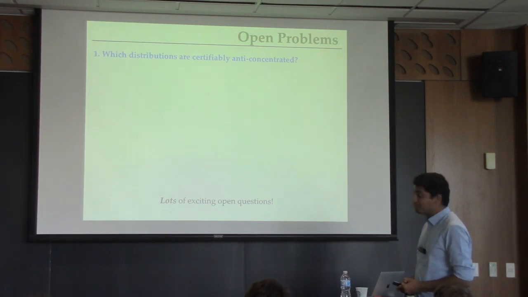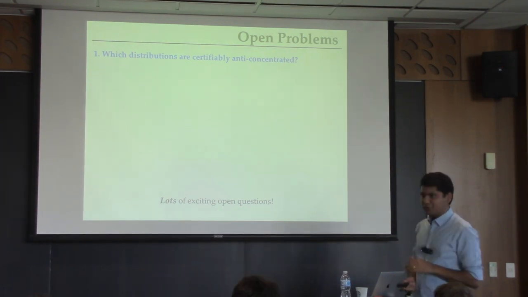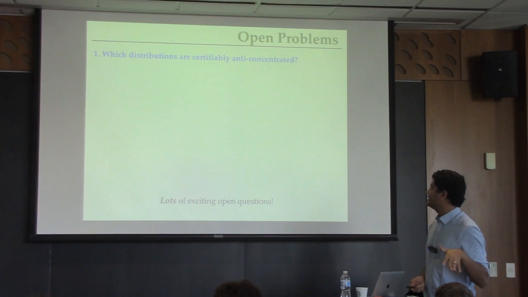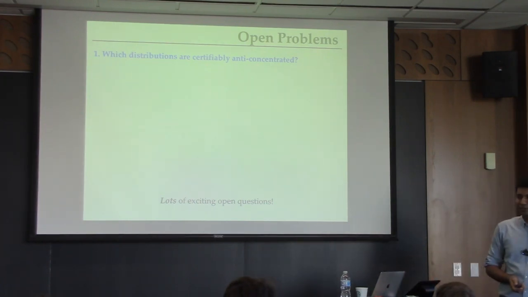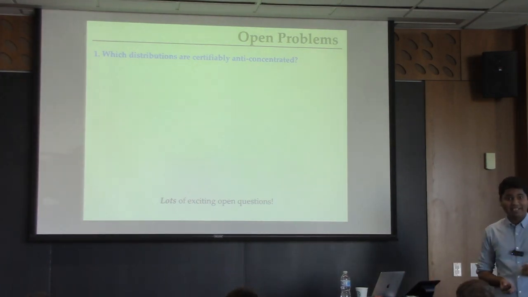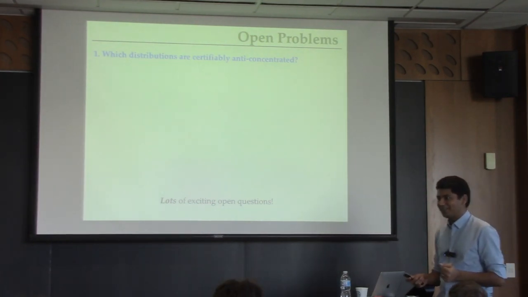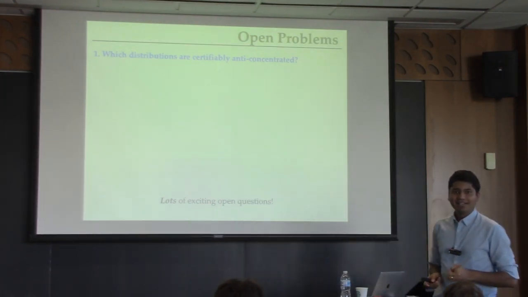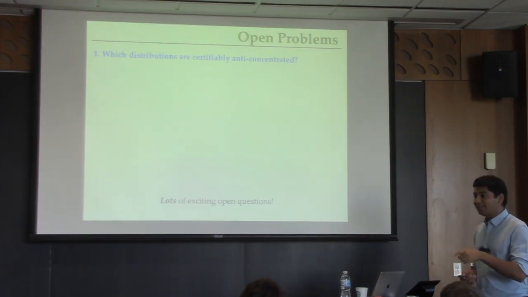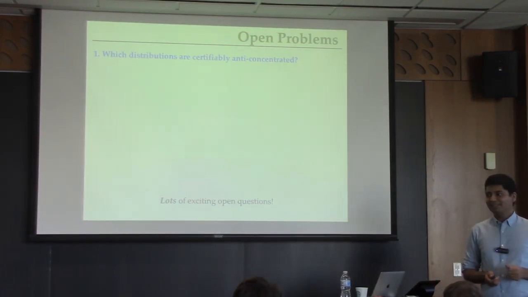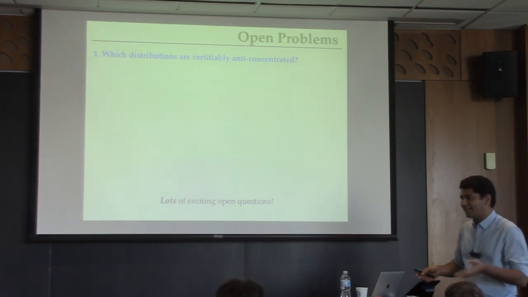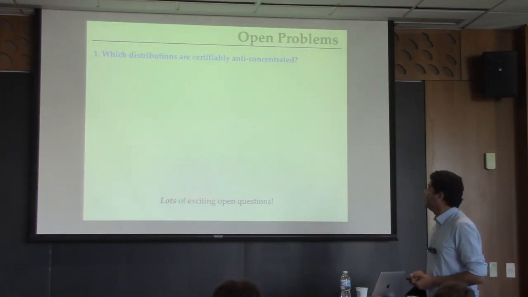In the context of the work that I just showed you, an immediate question is, which distributions are certifiably anti-concentrated? I just told you one example, standard Gaussians. You can perturb it a little bit, like the uniform distribution on the sphere is also anti-concentrated, but that's kind of the same. I don't really know many more examples. So basically the Gaussian thing was not really far off from the truth. I can only do Gaussians essentially right now.